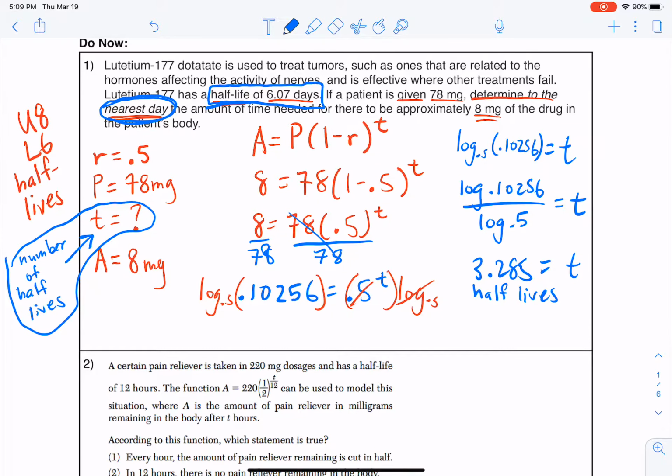So I'm going to take that 3.285, multiply it by 6.07, and I'll end up with 19.94, or approximately 20 days to the nearest day. And so 20 days there is my answer. All right, you can pause the video if you need, write that down. And now let's move on to question 2.